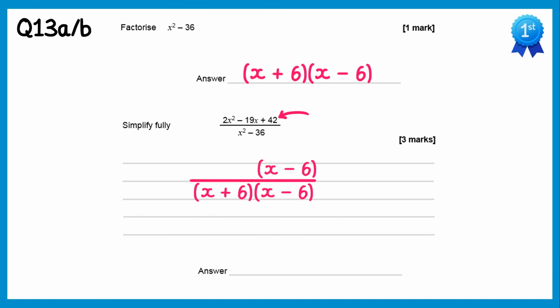So an x minus 6 actually appears on the top. To work out the other bracket, we need to consider what we multiply negative 6 by to get positive 42, which would be negative 7. And it should be a 2x because we need to get 2x squared, so it's 2x minus 7. We can then cancel out these 2 brackets here, which leaves us the other 2 as our answer, so it's 2x minus 7 over x plus 6.